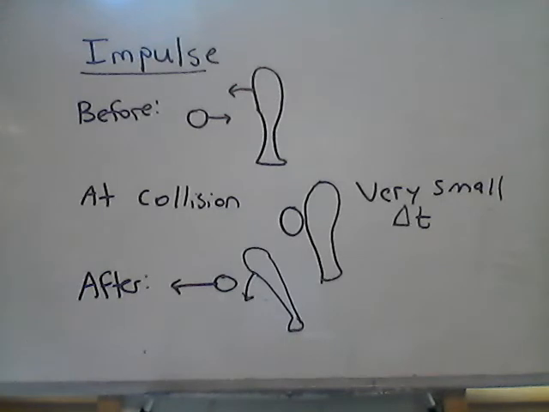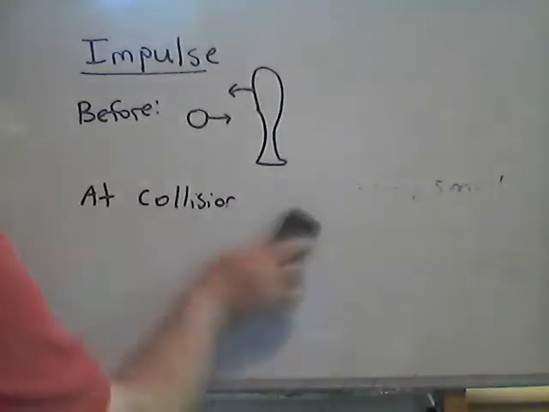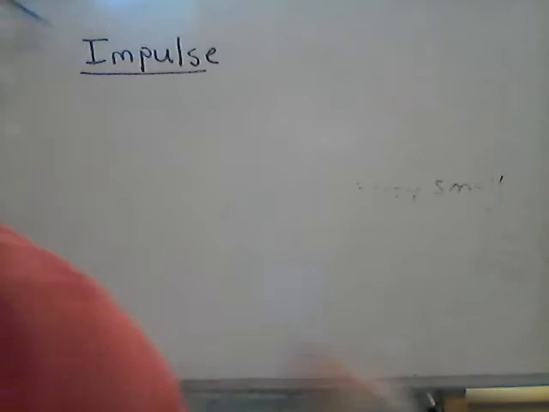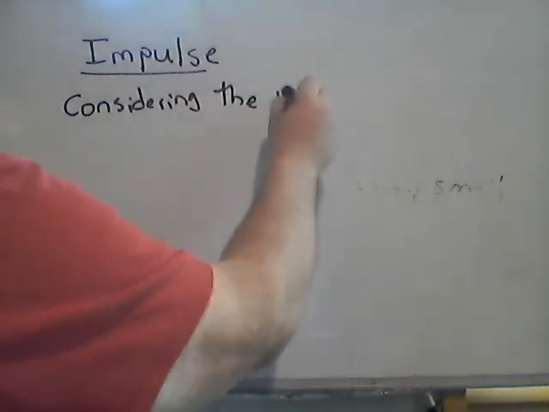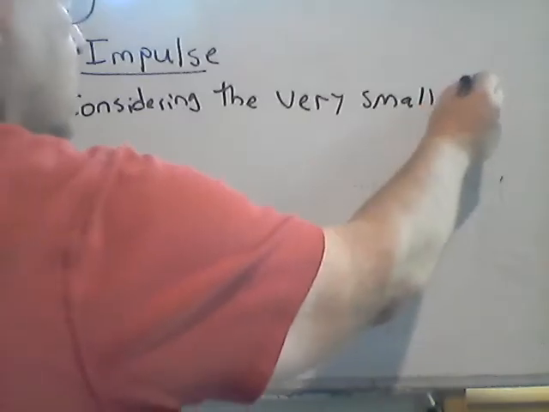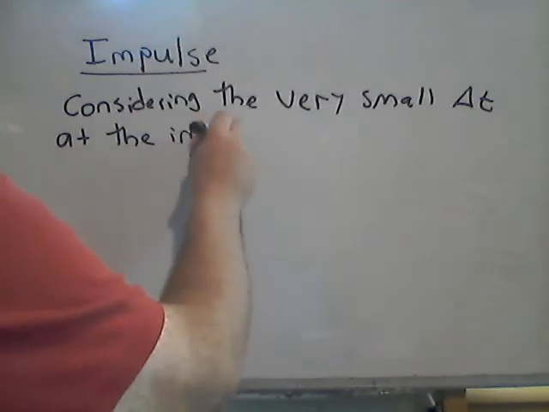So this is called impulse. The actual time of collision, the very small amount of time of the collision, is the impulse. How long does that collision occur? The actual moment of collision. In typical momentum problems, we talk about the before and the after. With impulse, we want to talk about what's actually happening at the time of collision. So we're considering the very small delta T at the impact of collision.